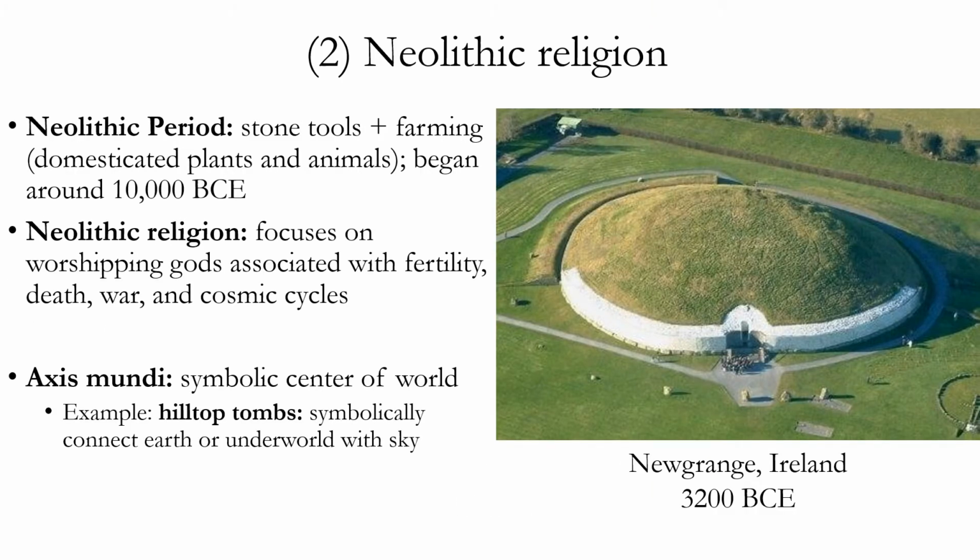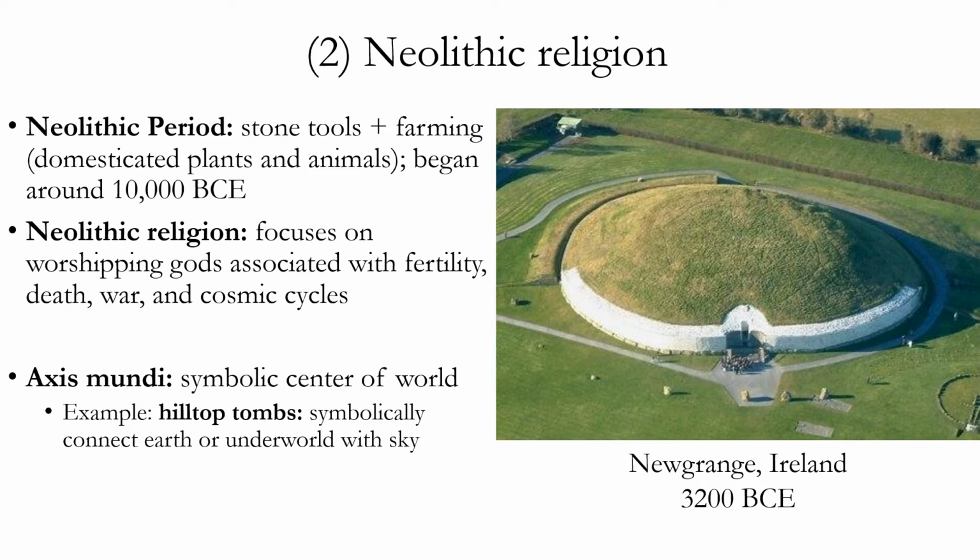A second type of religion after animism is Neolithic religion. This is named after the Neolithic period, in which humans were still using stone tools like in the Paleolithic, but they began to domesticate plants and animals. So it's the beginning of farming or agriculture. So for example, cultivating wheat or other grains as food instead of just gathering or foraging from the land. And instead of hunting exclusively, having some animals that you raise from birth, like cattle, for example.